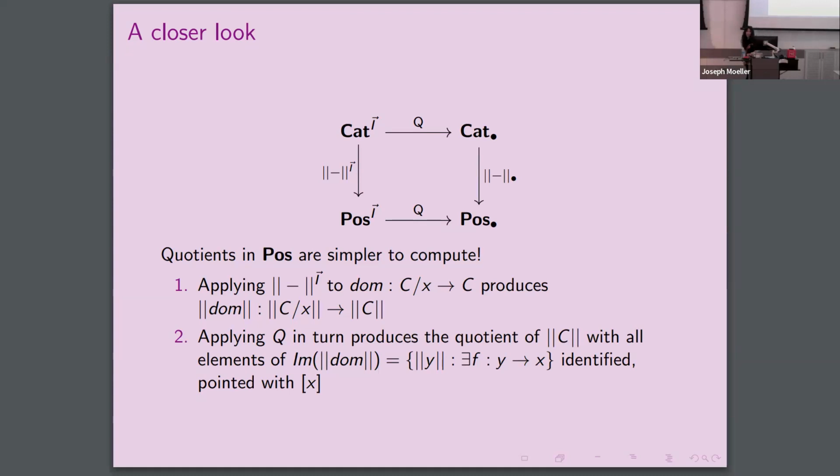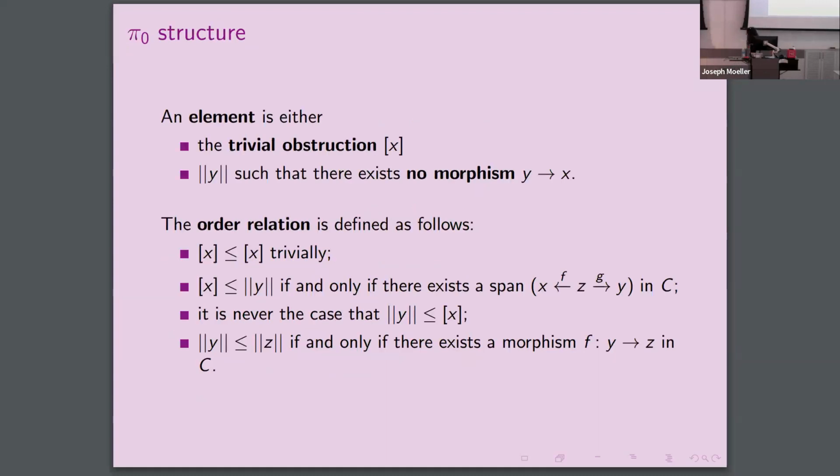And so the image is defined like this by definition of the functor. And so it's very clear now why the pi0 structure is this one. An element is either the trivial abstraction, what we call [x] in square brackets, which basically collects all the non-abstractions, or the poset reflection of y, such that there's no morphism from y to x. And the order relation is defined as follows.